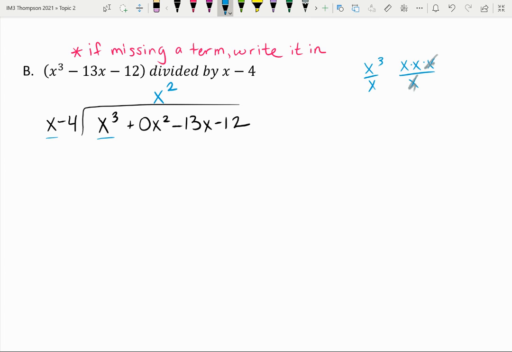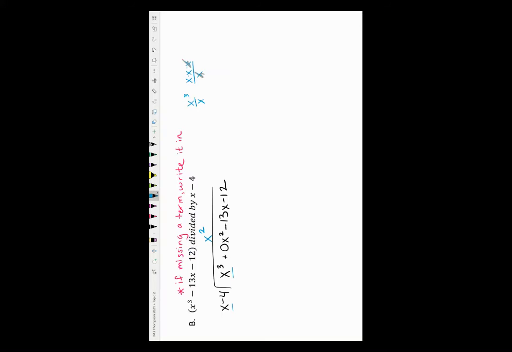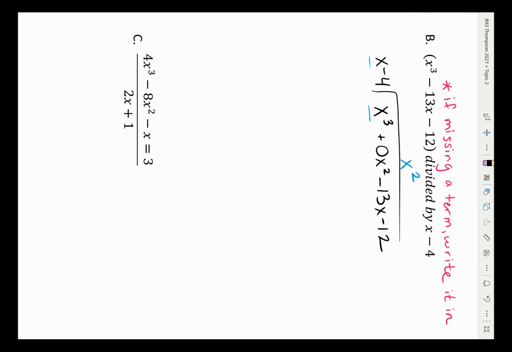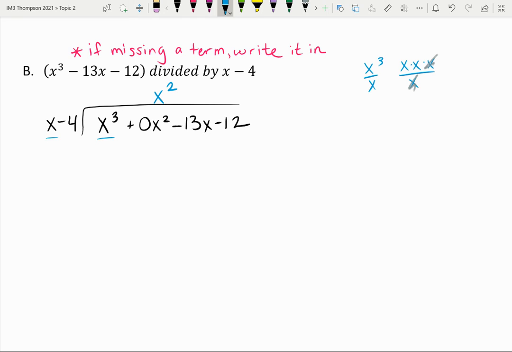So I divide, and then I distribute. I only divide the first term into the first term, but when I multiply, I'm going to multiply x squared times the whole binomial over here. So I distribute x squared times x, which is x cubed, and x squared times minus 4, which is minus 4x squared.